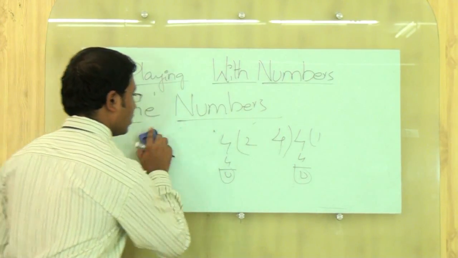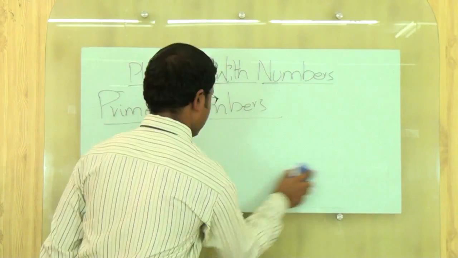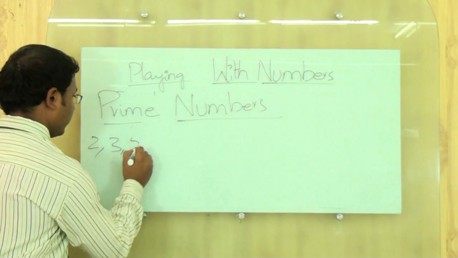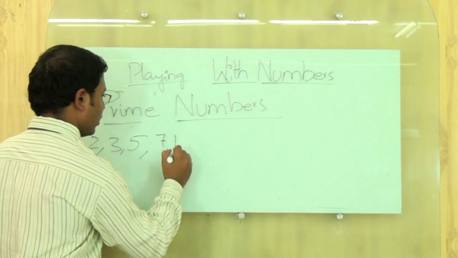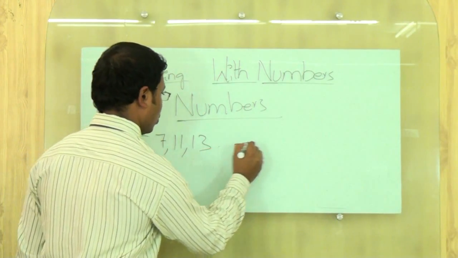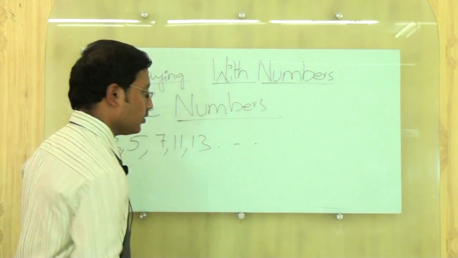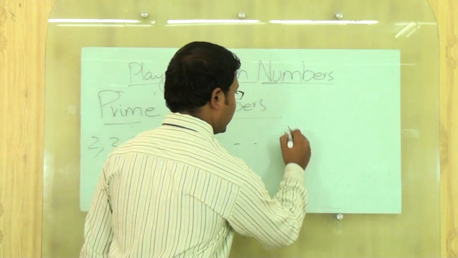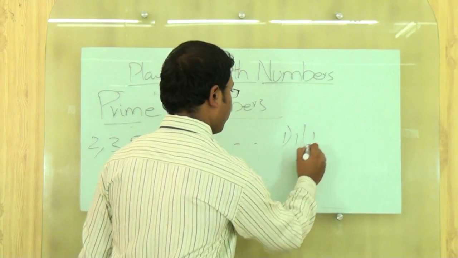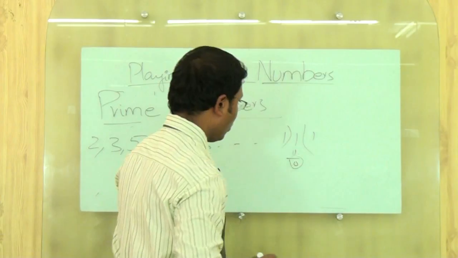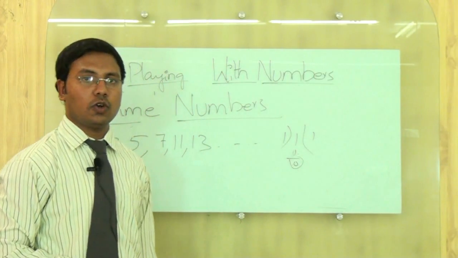The prime numbers are 2, 3, 5, 7, 11, 13 and so on. These are the prime numbers between 1 and 15. If you consider 1, 1 is exactly divisible by 1 only. That is, there is no other number to divide 1. So it has only one factor. So it is not called a prime number.